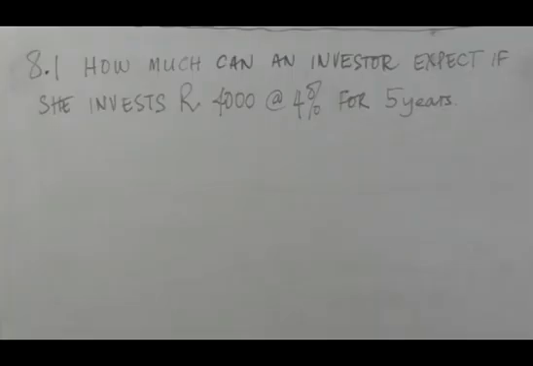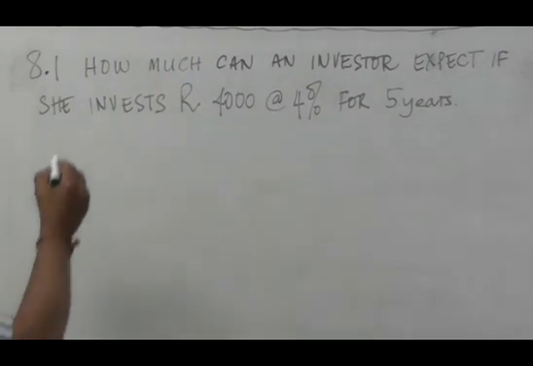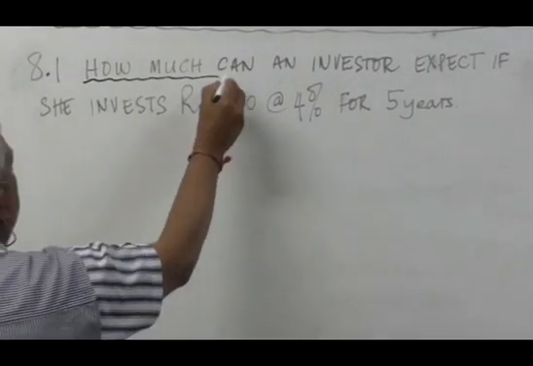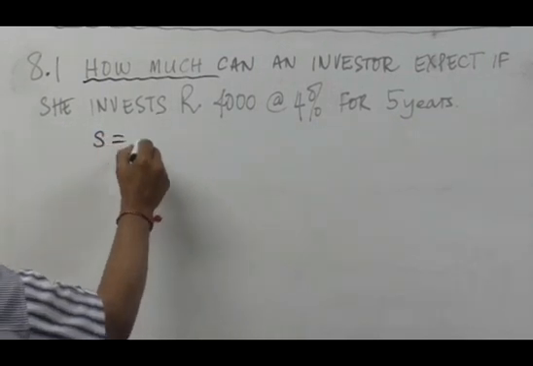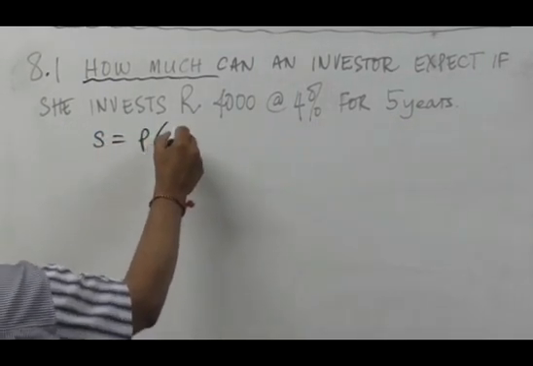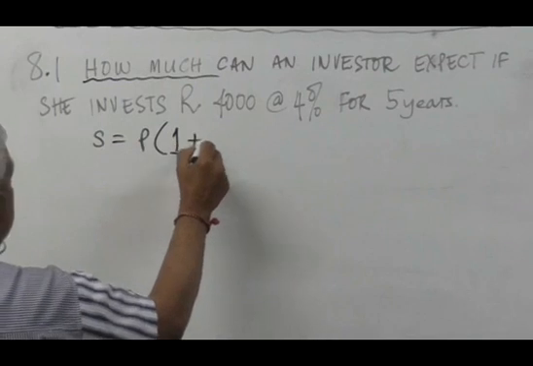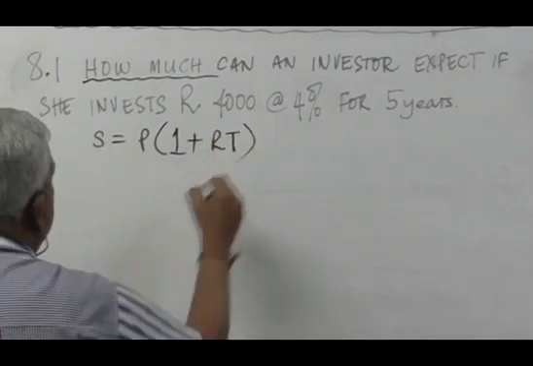Welcome back. How much can an investor expect if she invests 4,000 at 4% for 5 years? So how much can she expect? How much means we're looking for the sum. So the sum is equal to P into 1 plus RT.